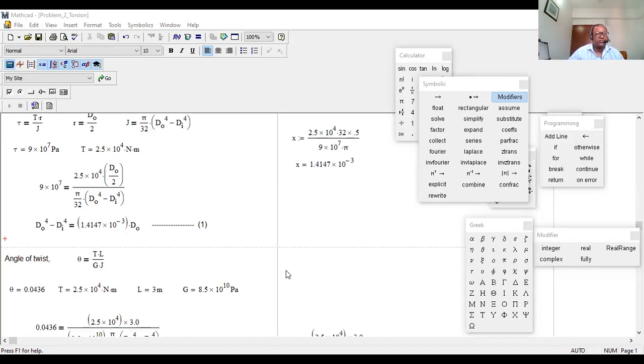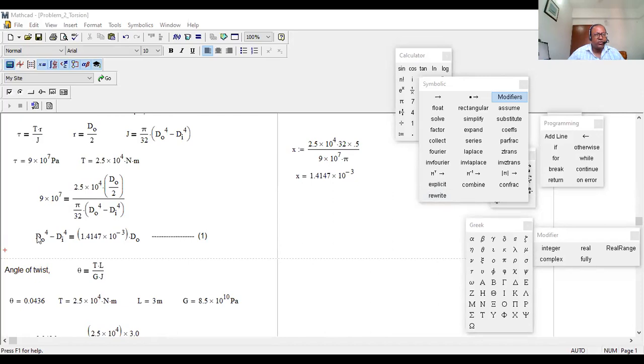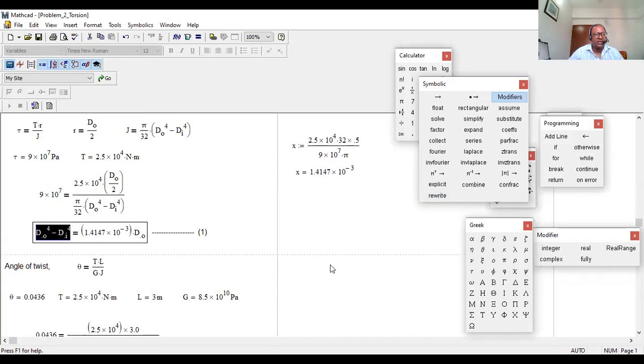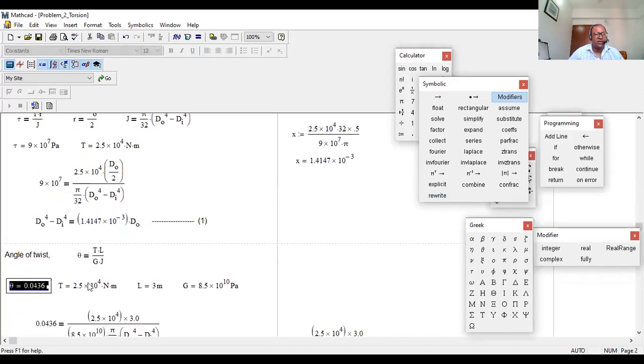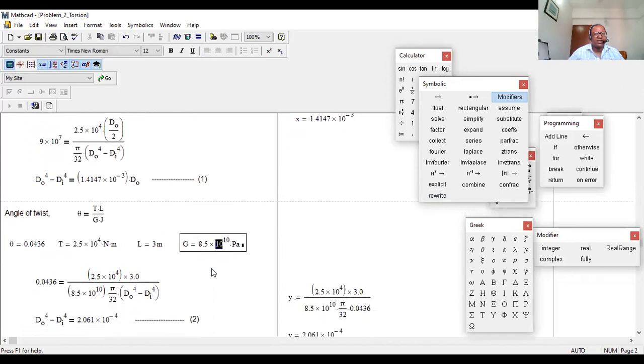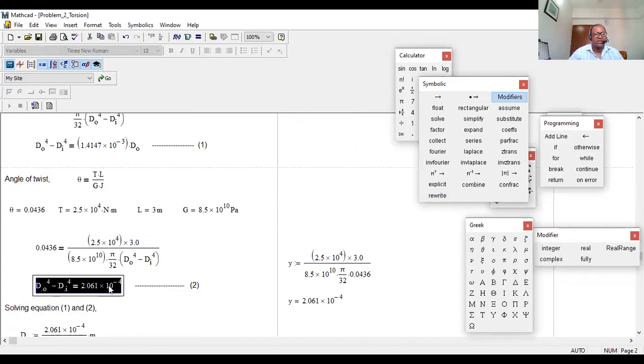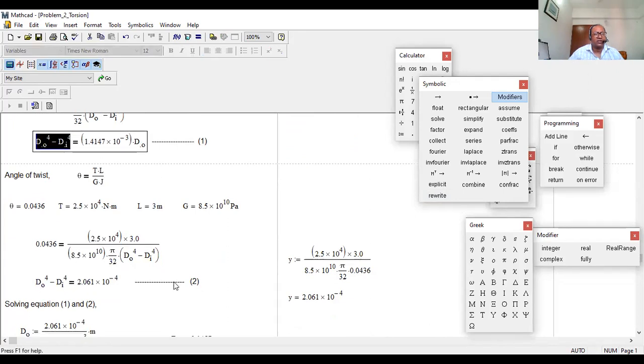Okay, so we got D4 equal to this result. Now given theta equal to TL by GJ, you put theta equal to the radian value, put T, L, G over here, and J equal to, I write down this one. So you get this value. Now this value, you put it over here, so you get D naught.